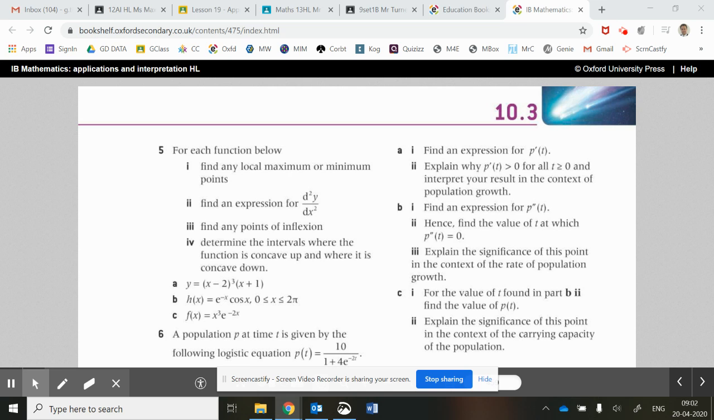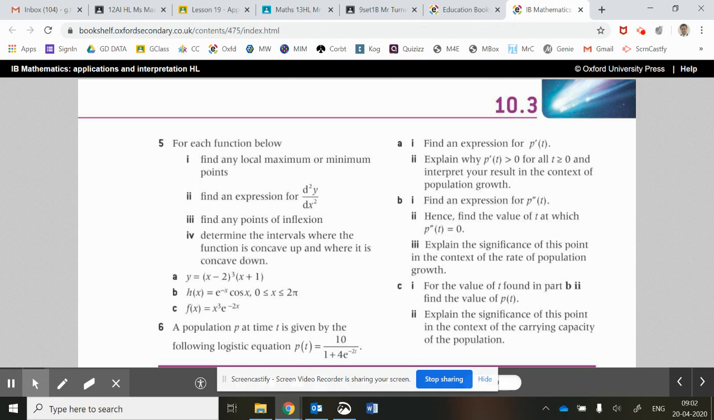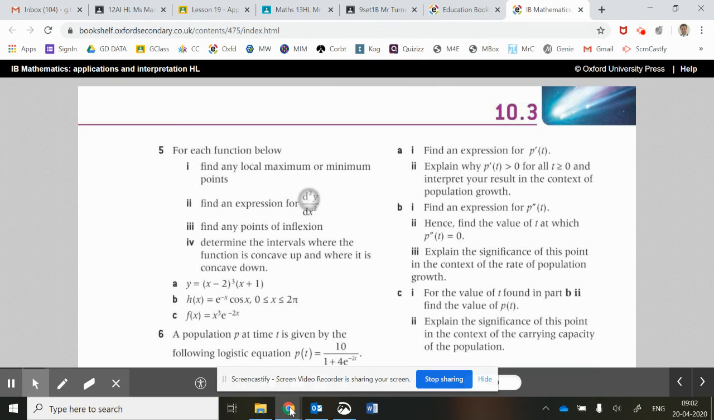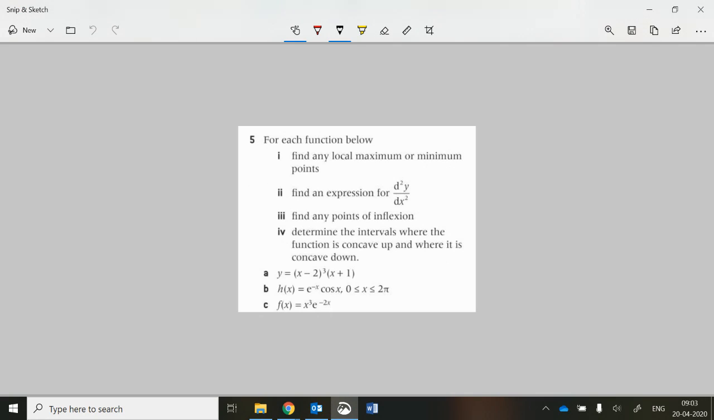Good morning, everyone. I'm going to go through 10J question 5. In particular, I'm going to look at the second part, which is finding the second derivatives here. Just a quick few notes on the other parts of this question, though.